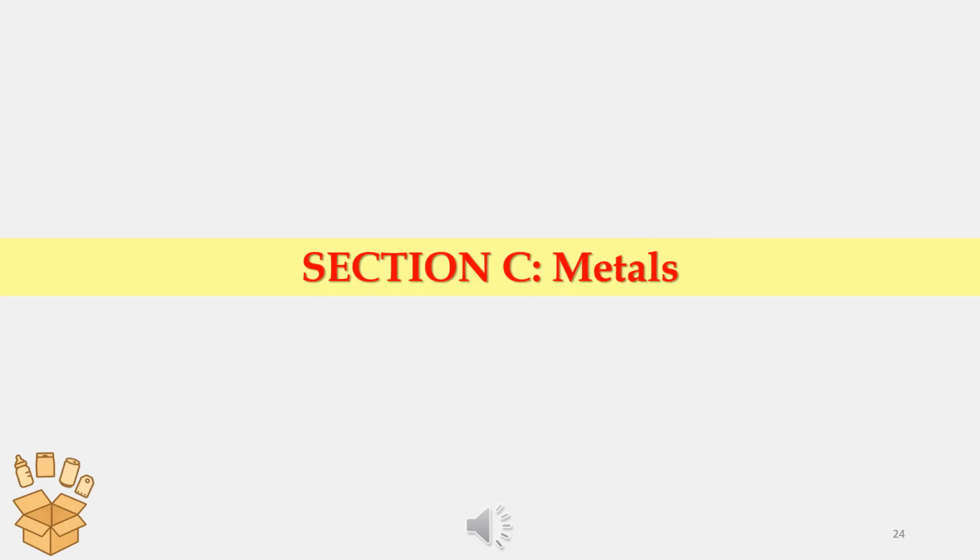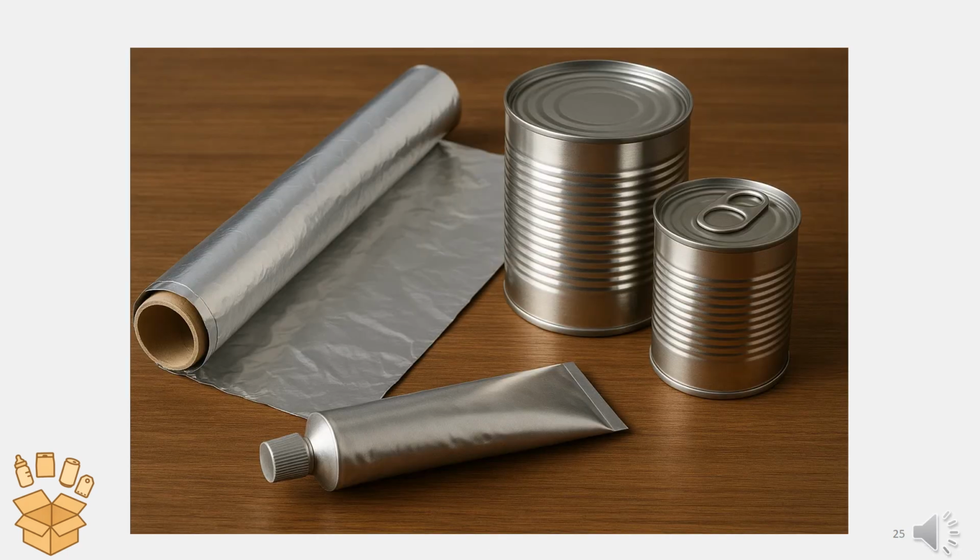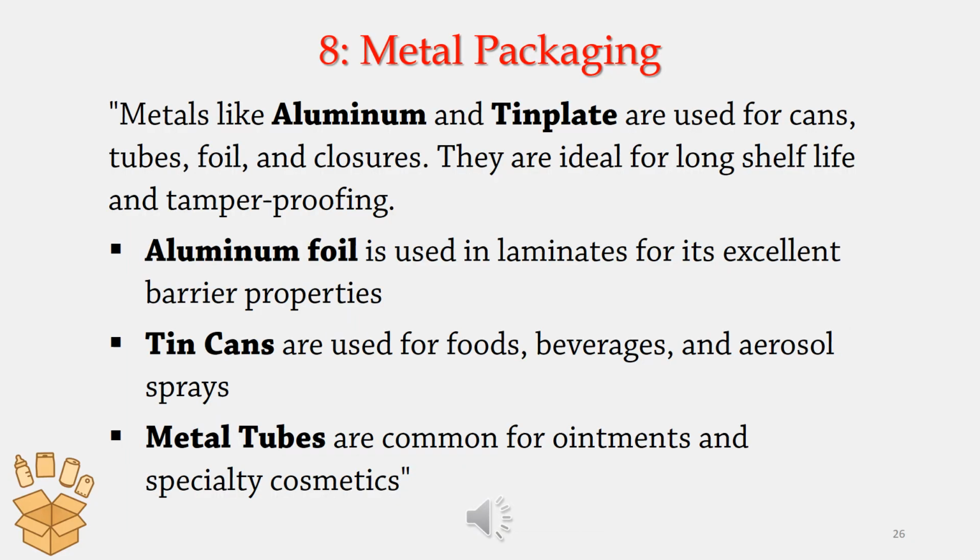Section C is about metals. Packaging products made from metals. Metal packaging. Metals like aluminum and tin plate are used for cans, tubes, foil and closures. They are ideal for long shelf life and tamper proofing.